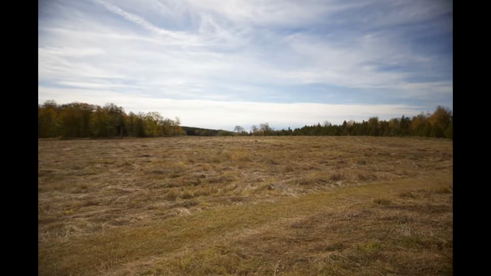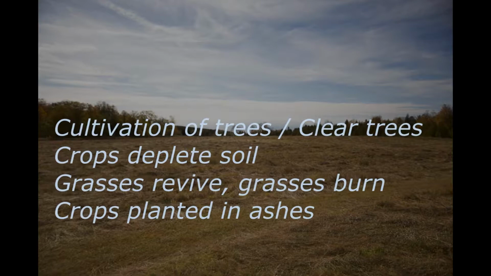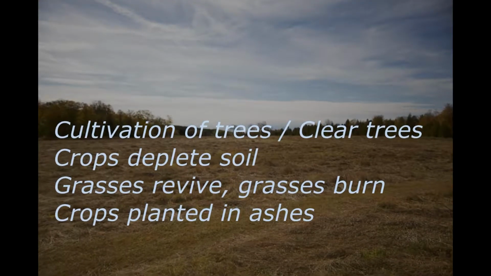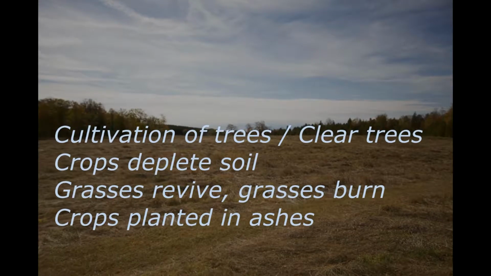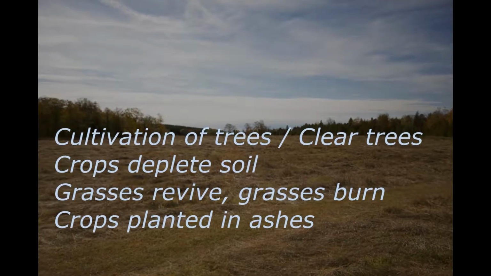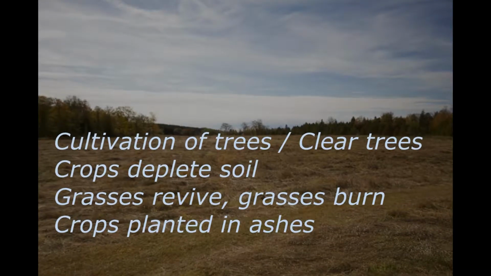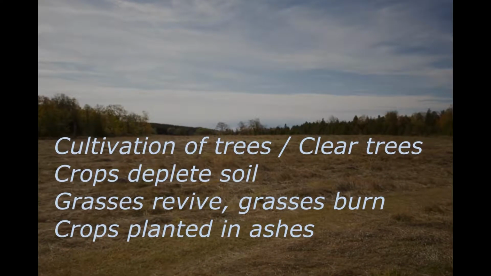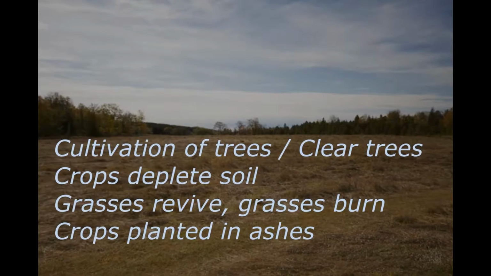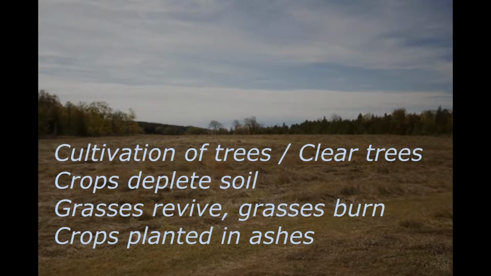In a derived grassland, the cultivation of trees to plant crops is done by farmers, or trees are clear-cut by forestry companies. Once the trees are cleared, crops are planted until no fertile soil remains. Once depletion of soil occurs, the land is allowed 1 year to rejuvenate grasses naturally. Then grasses are burned and crops are planted in the ashes. These grass ashes have adequate nutrients for future crops.